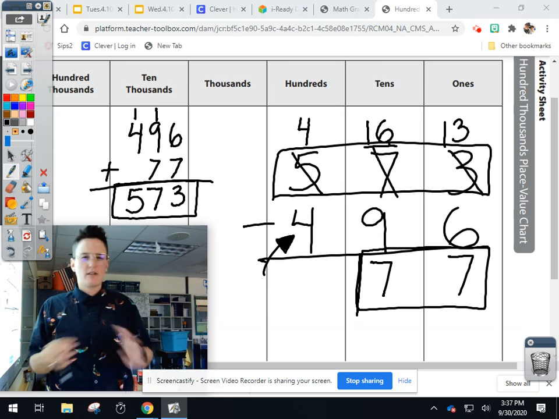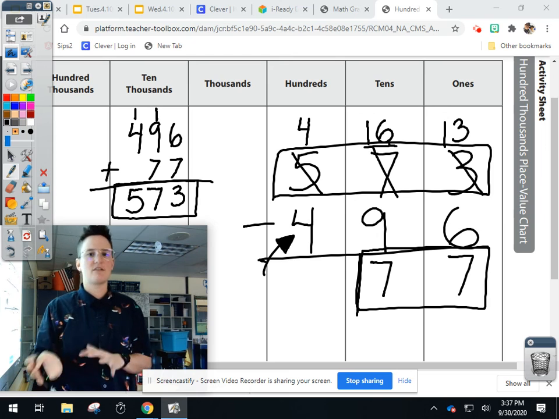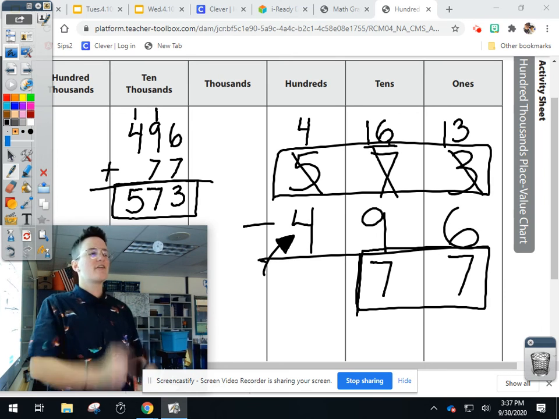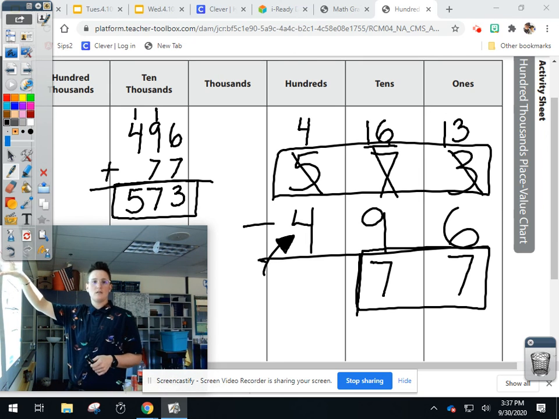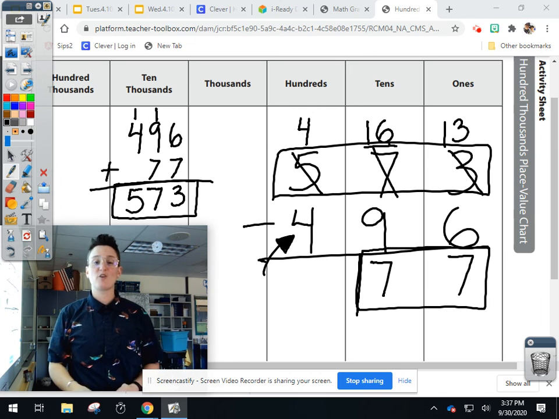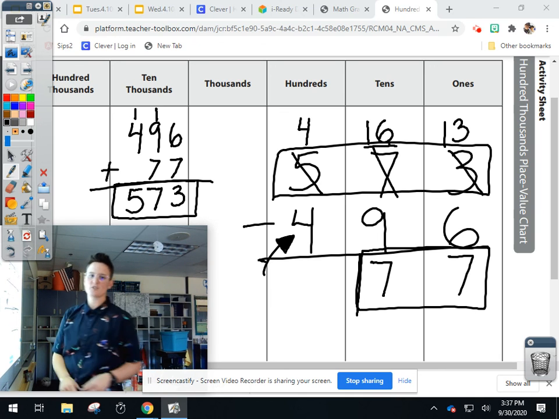Subtraction and addition are kind of like brother and sister, right? They really work together. They're kind of like the opposite of each other, right? I shouldn't say brother and sister because that probably doesn't really work, but they're the opposite, right? So if you can solve an addition problem, you can use those skills to help you solve the subtraction problem. And then you can also use subtraction to check your addition and addition to check your subtraction.